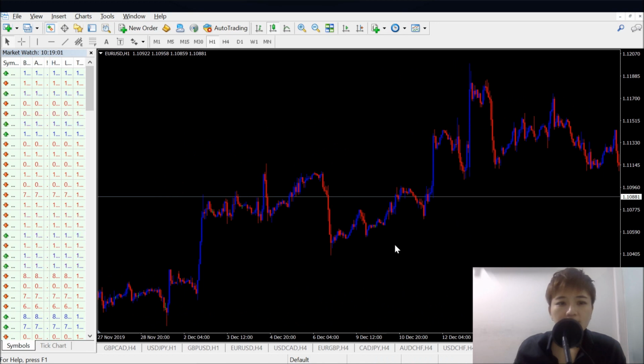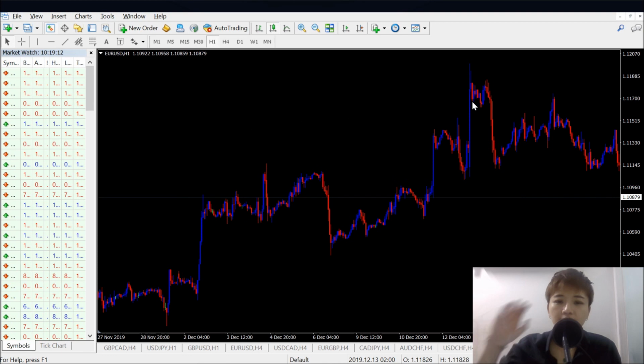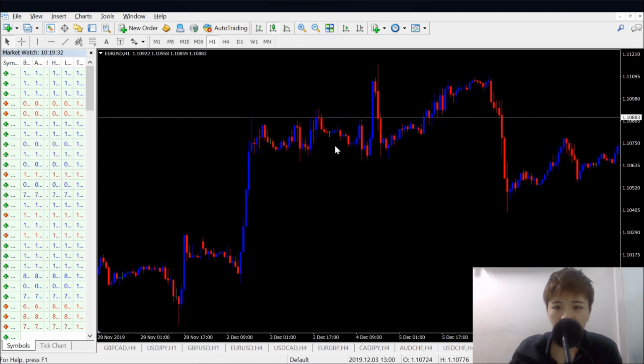Now the second type of indicator is what we call the volatility indicator. You realize that in the forex market, you have a bullish trend that goes up just like that, but along the way you'll find that in certain phases, the prices spike and make large movements like this one. And in certain phases, the prices don't spike a lot, it's just small candles, like this part over here.